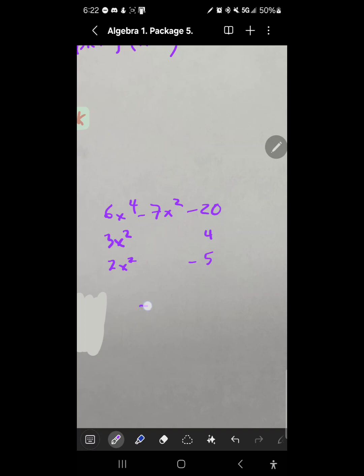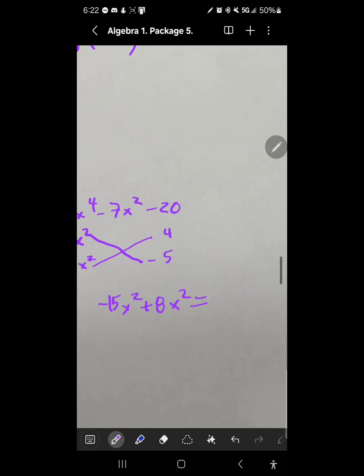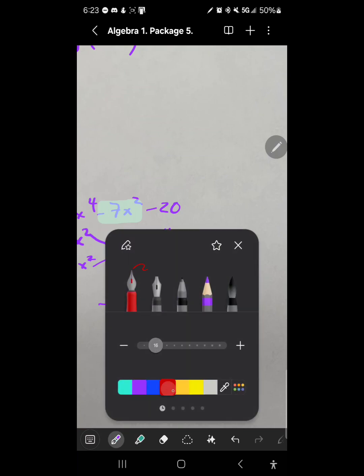3 times negative 5, negative 15, x squared. Then 2 times 4, 8. So plus 8x squared. When we give the sign of the greater, which is going to be 15, so negative 15 plus 8 is negative 7, so that is negative 7x squared. And as you can see, it is the same value here and here, so we are fine.